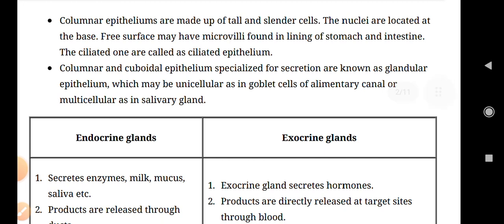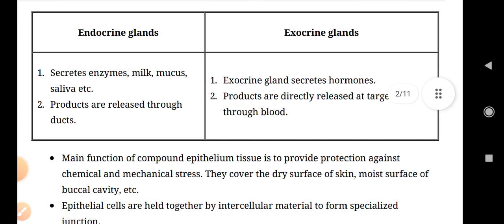Columnar epithelium is made up of tall and slender cells. Nuclei are located at the base. The free surface may have microvilli, found in the lining of the stomach and intestine. Ciliated ones are called ciliated epithelium. Columnar and cuboidal epithelium specialized for secretion are known as glandular epithelium, which may be unicellular, as in goblet cells of the alimentary canal, or multicellular, as in the salivary gland.